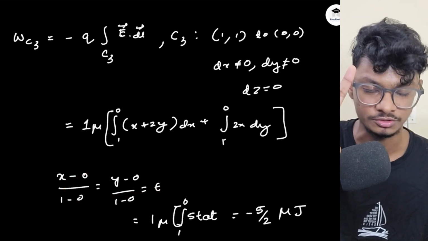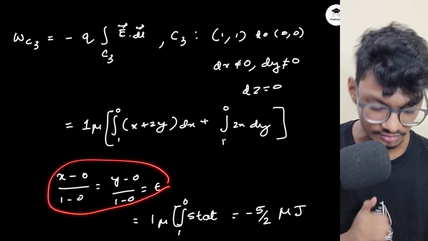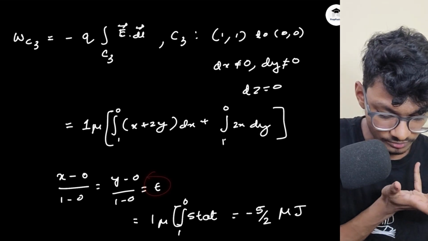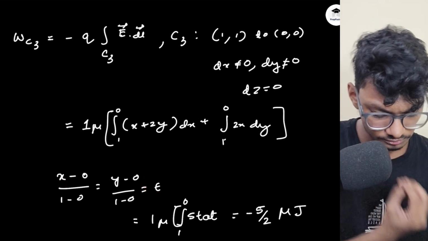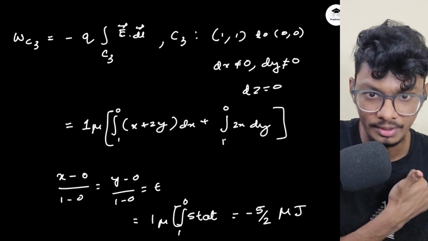If you haven't, then you have questions and I will not answer. You have to go back and study the calculus chapter. You can convert this into a single variable t and write the limits of t. So t will go from 1 to 0. I have just converted according to my convenience. Then if you solve this, you will get your value as minus 5 by 2 microjoules.